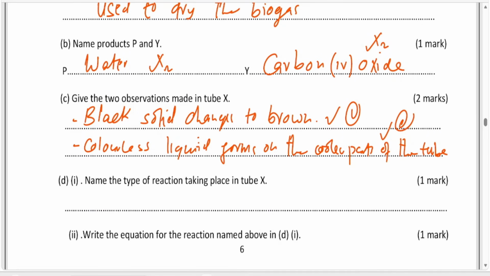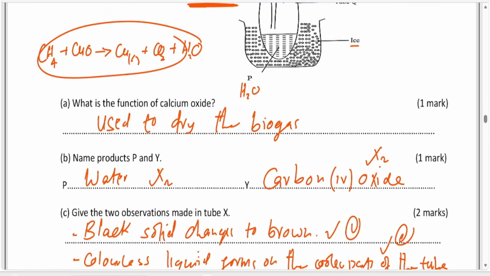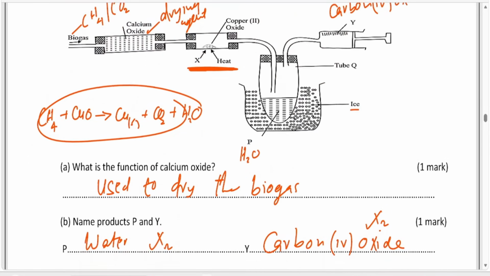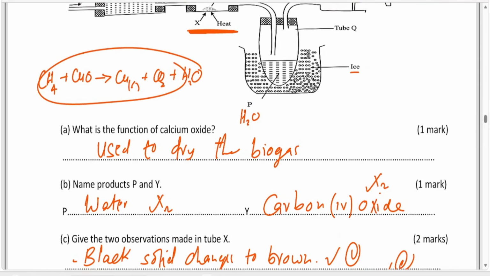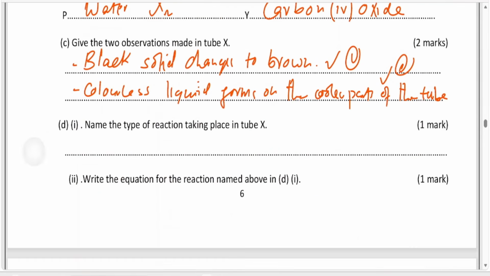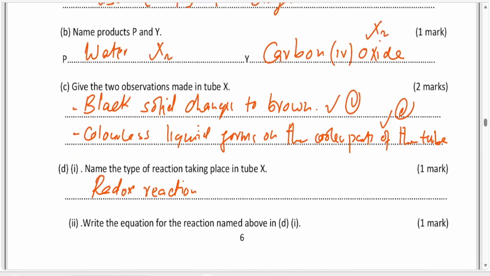Then part D, Roman 1, name the type of reaction taking place in test tube X. Whatever is happening there is a reduction oxidation reaction, so this is a redox reaction. And why a redox reaction? We can see that methane is oxidized to carbon dioxide and water, as copper 2 oxide is reduced to copper solid.